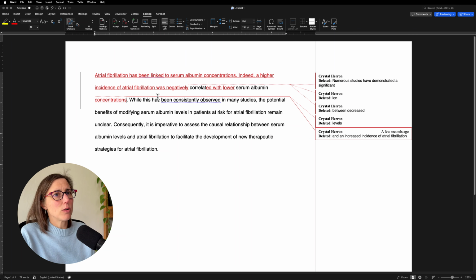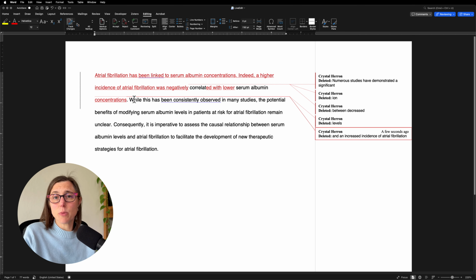Okay, let's get back to the sample. Let's move on to the next sentence. So here we have, "While this has been consistently observed in many studies, the potential benefits of modifying serum albumin levels in patients at risk for atrial fibrillation remain unclear." A couple things I also pointed out last week. We have "while." In this case, "while" is not the most precise word to use. A better word to use would be "although."